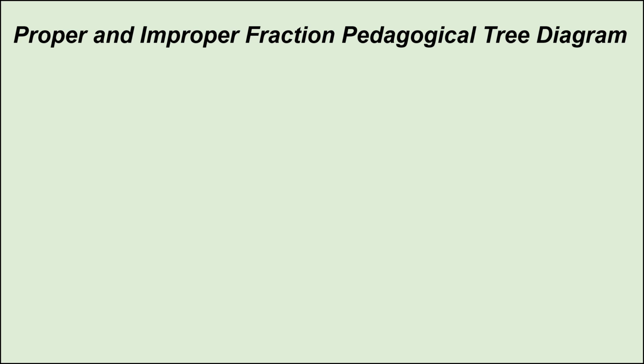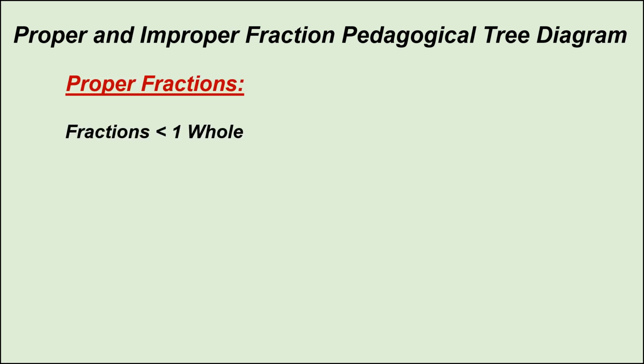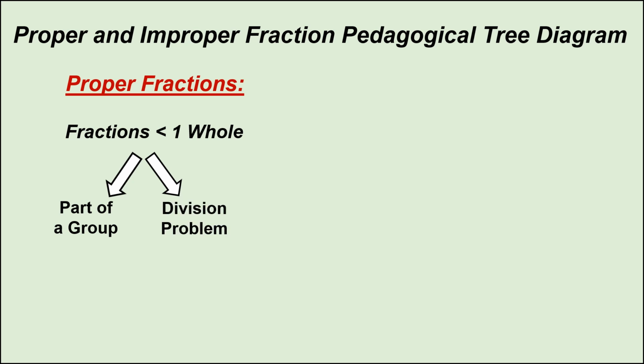As a visual summary of the work thus far, let's look at a proper and improper fractional pedagogical tree diagram. First, proper fractions. These are fractions that are less than 1 whole. A proper fraction can be represented by part of a group. A proper fraction can also be represented by a division problem. This always yields a decimal as a finite solution.